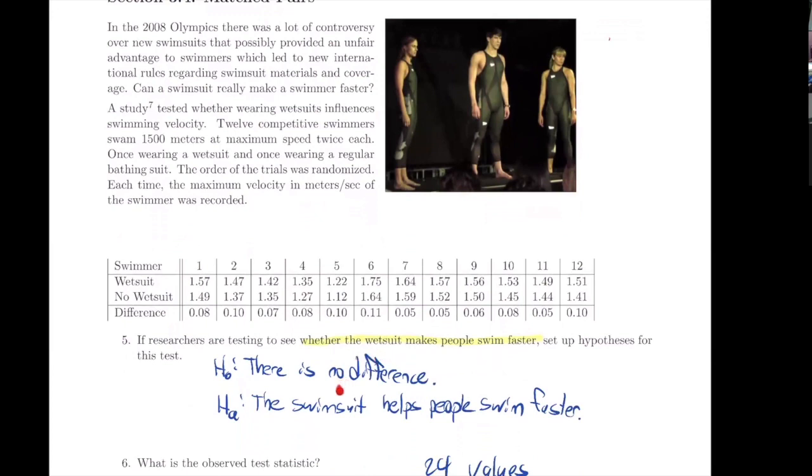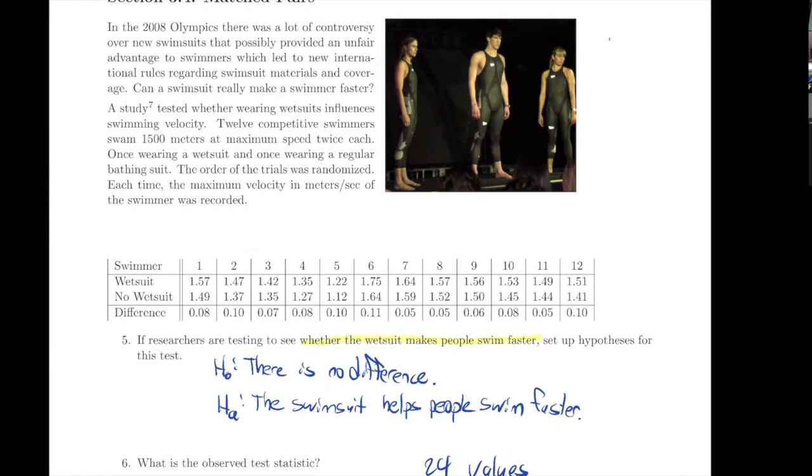We basically got to the point where we set up the hypotheses, but we didn't get much further than that. The hypotheses here would be the swimsuit doesn't make a difference versus the swimsuit did help people swim faster. So we do have a direction implied here, not that the swimsuit was just different. We really want to test that it made people swim faster.